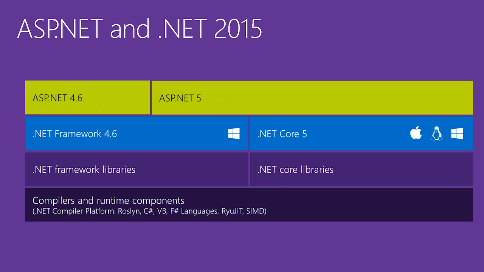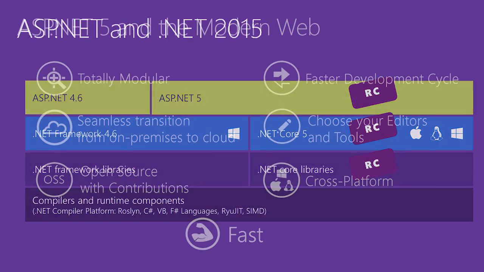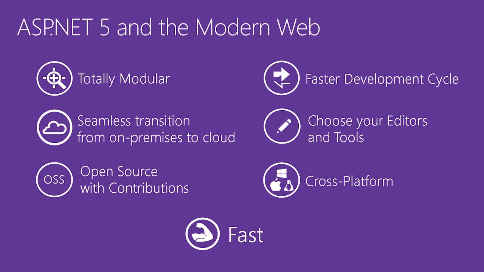and on .NET Core. You can see we've RTM'd all of ASP.NET 4.6, and today I'm happy to announce that we're shipping the release candidate for ASP.NET 5. The release candidate is fully supported and works both on .NET 4.6 and .NET Core. Let's talk about what's new in ASP.NET 5.